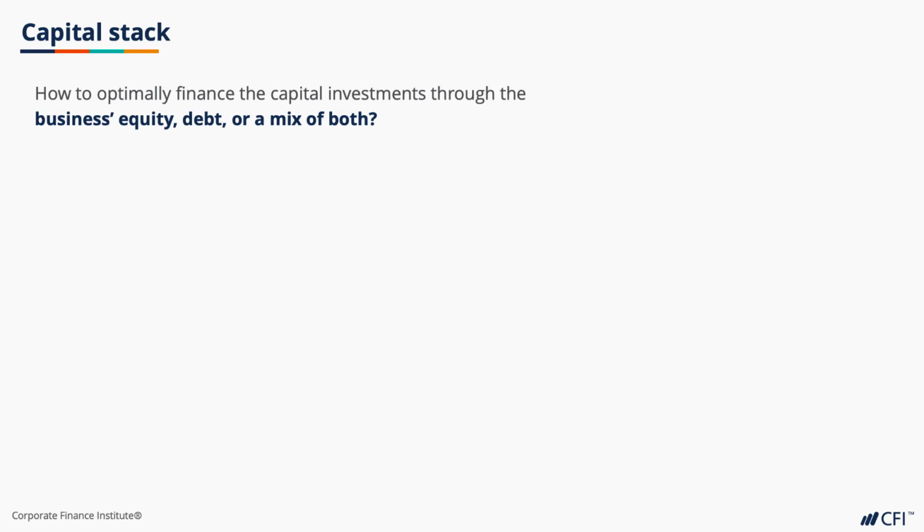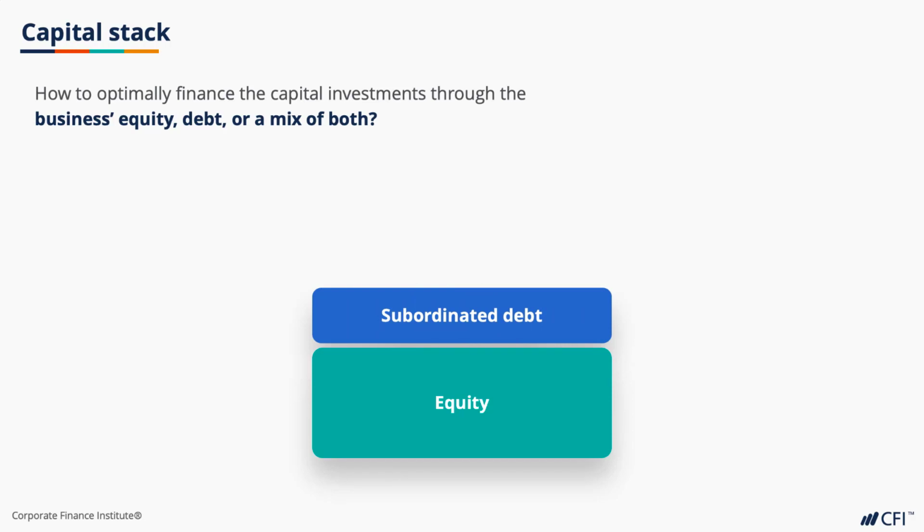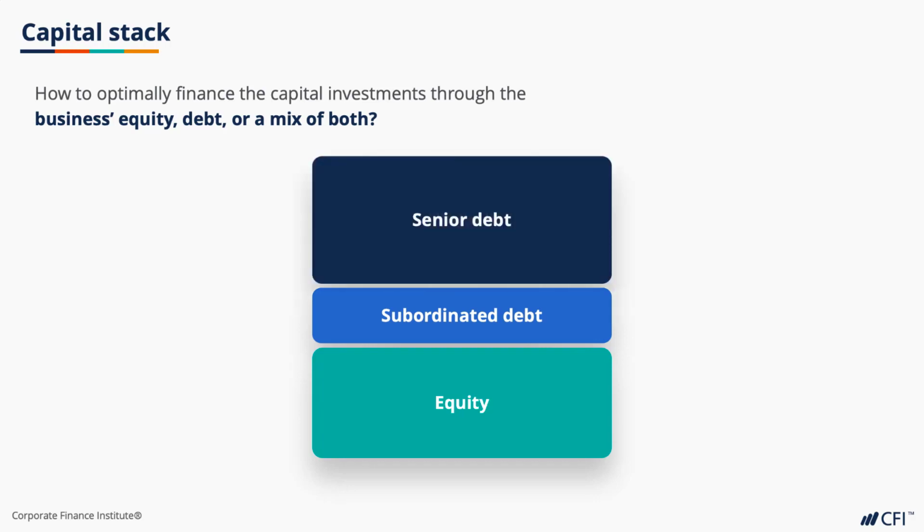In the coming lessons, we're going to look at how a company can optimally finance its business through a mix of debt and equity. At the bottom of the capital stack, we have equity, which is the highest risk and highest expected return. Then we've got subordinated debt, which is less risky than equity and has a lower return profile. And then above that, you have senior debt at the top of the capital stack, the most secure, the safest, and the lowest expected return.